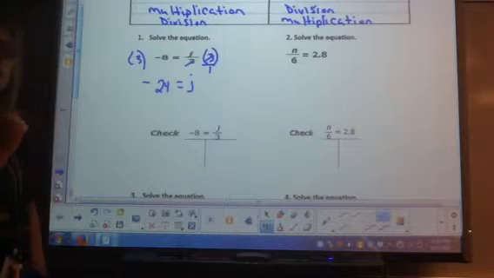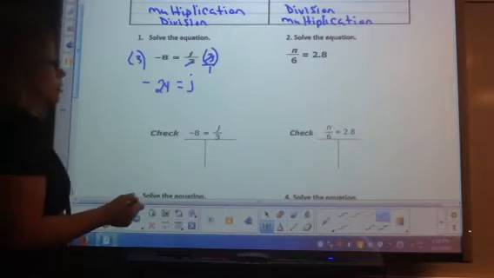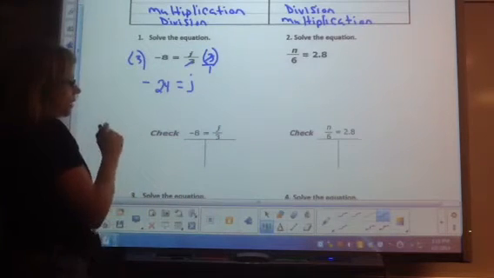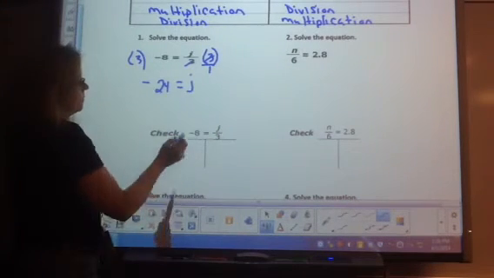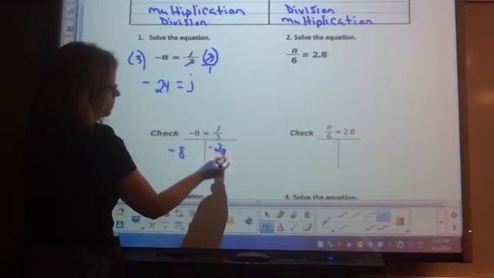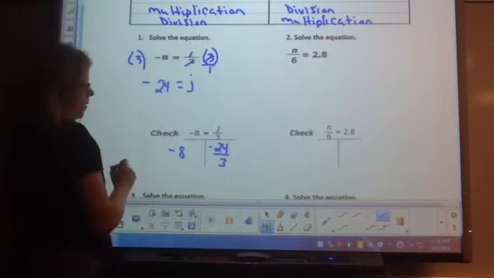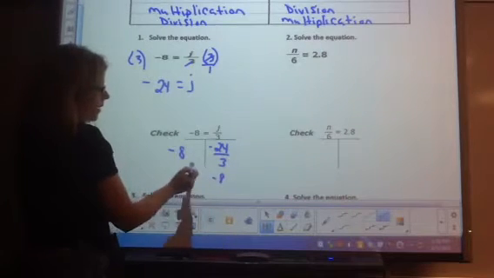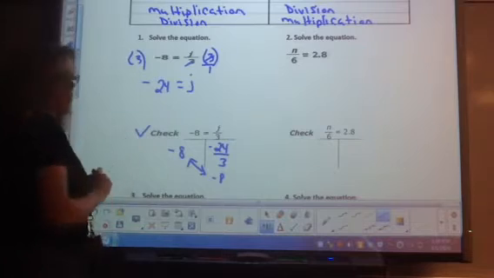So, always check your work, because in geometry, you're going to have to prove and write out each step of what you're doing here. So, let's check this. When we check it, we substitute negative 24 in for j here. Okay, so does negative 24 divided by 3 equal negative 8? Yes, it does. So you know you're right.